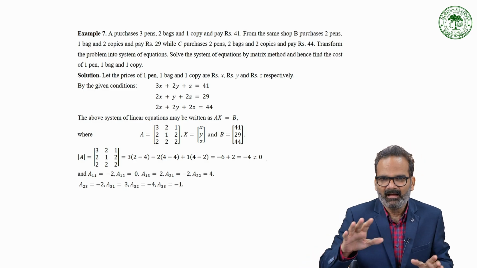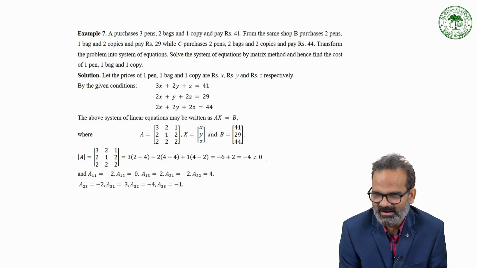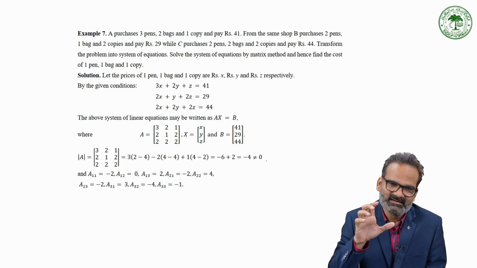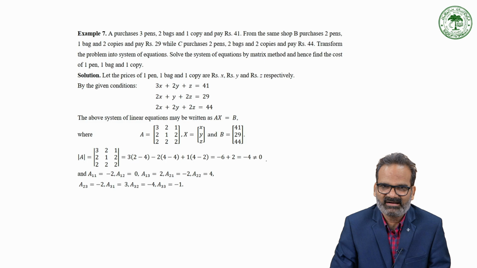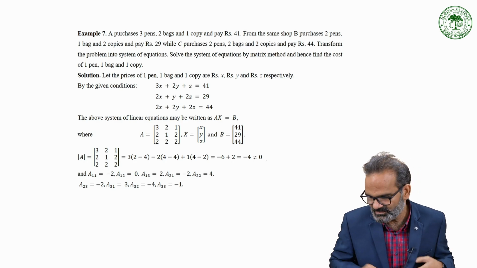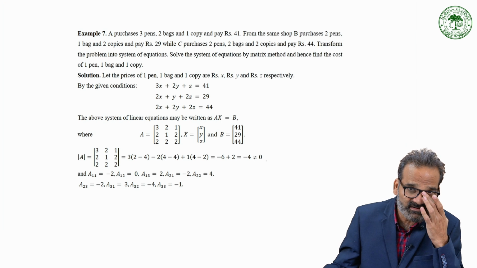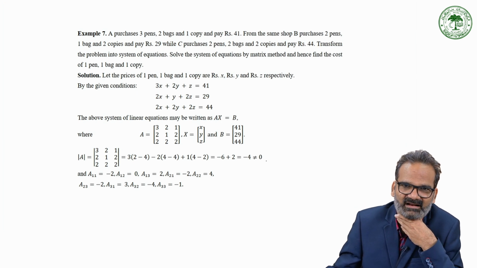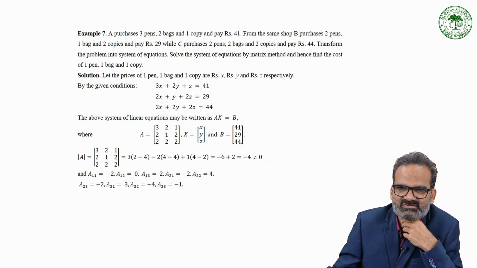See, I have taken this problem as a word problem so that you can understand how the system of linear equations works in our practical fields. A purchased 3 pens, 2 bags and 1 copy and paid rupees 41. So try to understand the language. From the same shop, B purchased 2 pens, 1 bag and 2 copies and paid rupees 29, while C purchased 2 pens, 2 bags and 2 copies and paid rupees 41.